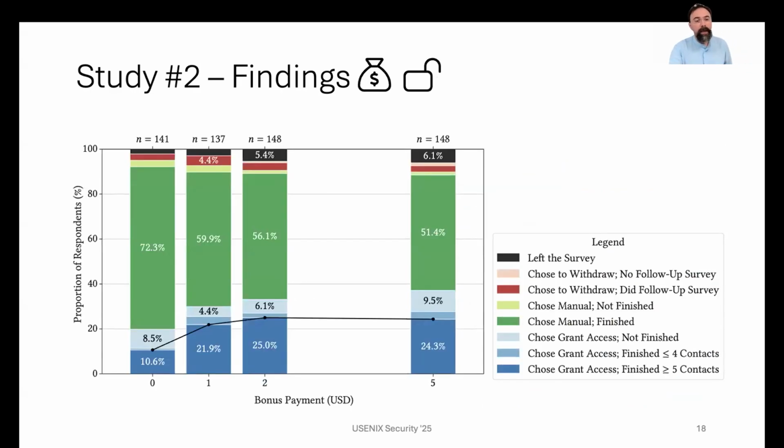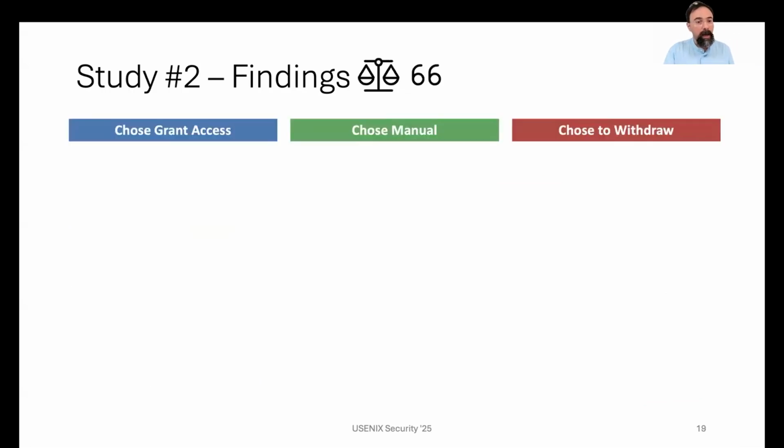Okay, let's look at people's choices. Without any bonus, about 20% granted access, but only 10% actually followed through with usable data. As we added a bonus of up to $5, willingness rose slightly, but then plateaued, showing that some people value their data only at a few dollars. And now let's look at why people made these choices.